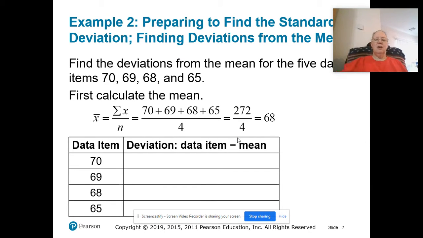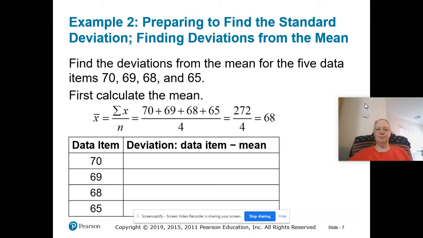All right. So another thing we can talk about is what's called the standard deviation. Standard deviation has a lot of steps, so we're going to take it step by step. First thing we're going to do is figure out how far away from the mean a particular data item is. We're going to do that for all 4 data items that we have. So step 1, we have to calculate the mean. We're going to add up the scores. We have 4 scores. We're going to divide by 4, and the mean is 68.